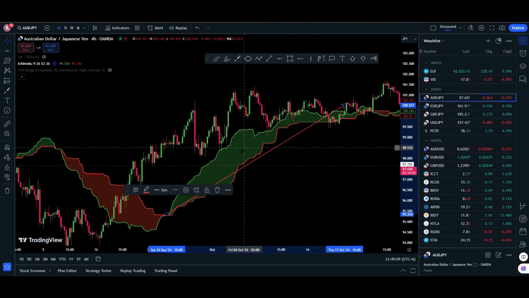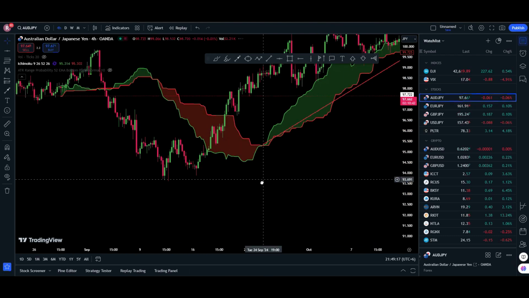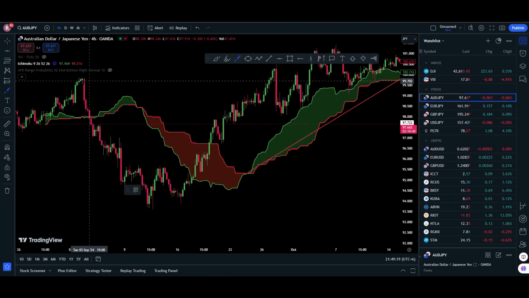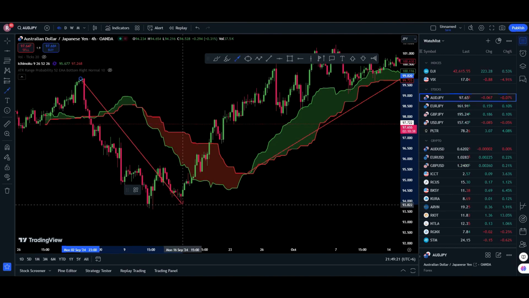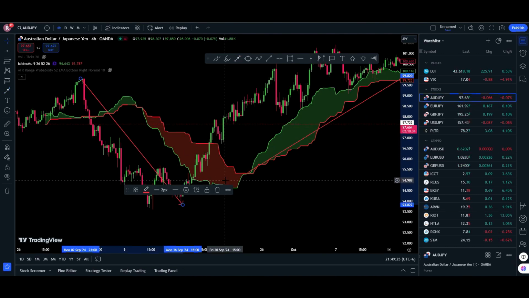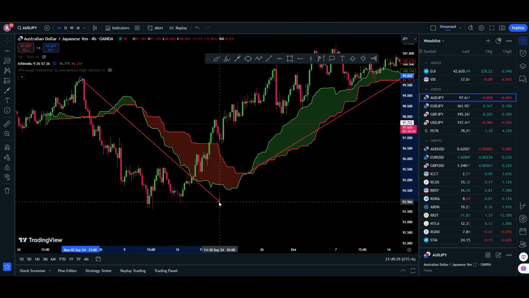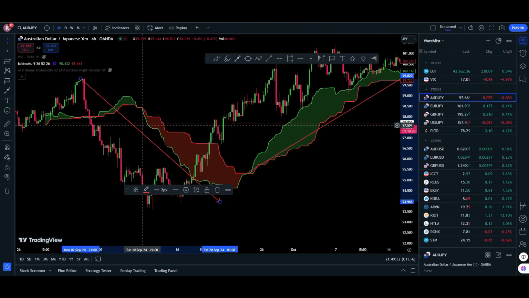So this whole cloud is a support, and on the contrary, here we can see when the market direction is in a downtrend, this cloud worked as a resistance. It didn't allow the price to move so easily upward. So this is the functionality of the cloud.